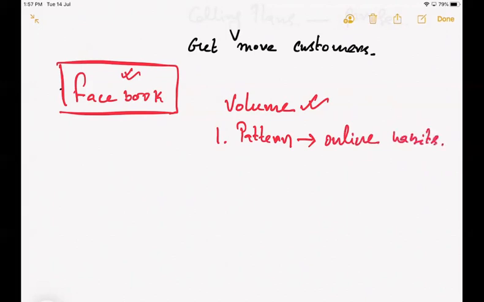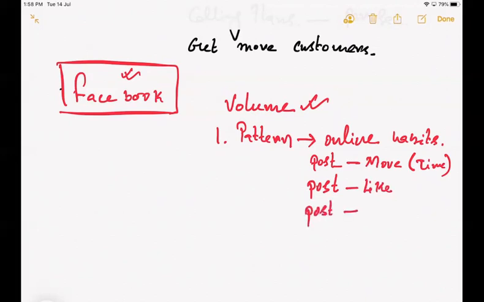Like, for example, which posts do you see more? I mean, which posts are you actually interested in liking? Which posts do you tend to share? And from all this information, I can always come forward and generate a pattern.